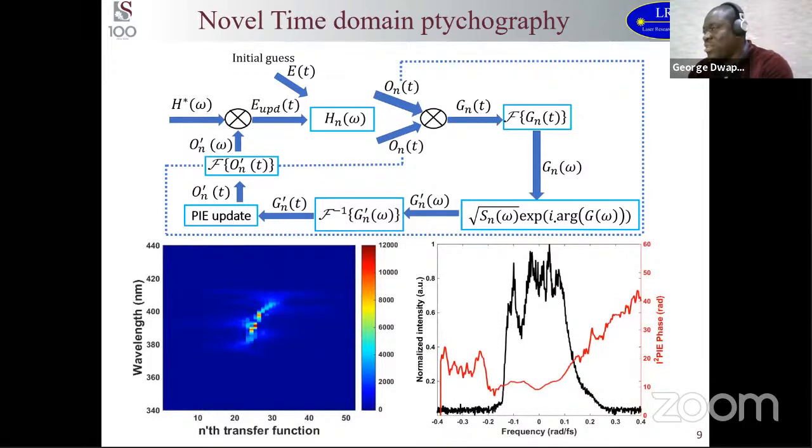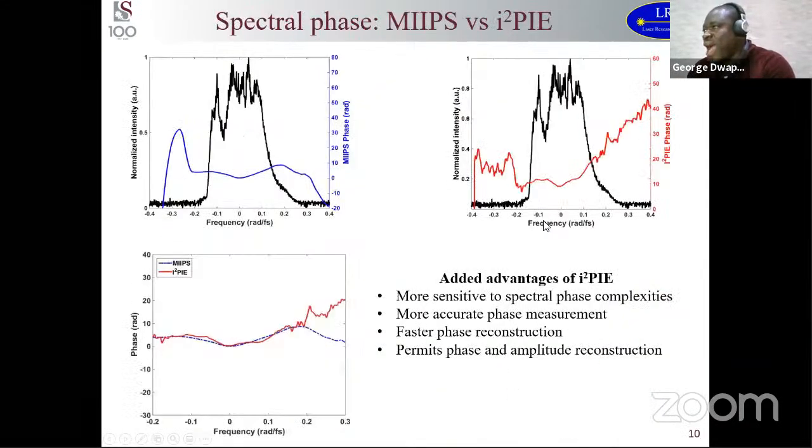I square pi, you just need one single spectrum. And then from there, you are able to reconstruct the phase that we have here. Now, if you compare the two, to the eye, you see that the I square pi looks a bit worse.